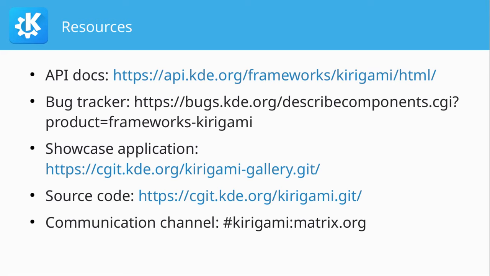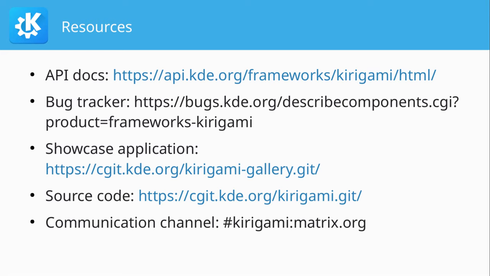We also have a showcase application for what Kirigami can do and also how to do that. That is Kirigami Gallery, which is an application that has all the features Kirigami has stuffed inside and is a great reference for what it can do, and it's always worth checking out how to do it. The source code is not yet migrated to GitLab, so it's still hosted on the old repository. And if you have any questions or problems, suggestions about Kirigami, then you can reach the developers in the Kirigami room on Matrix.